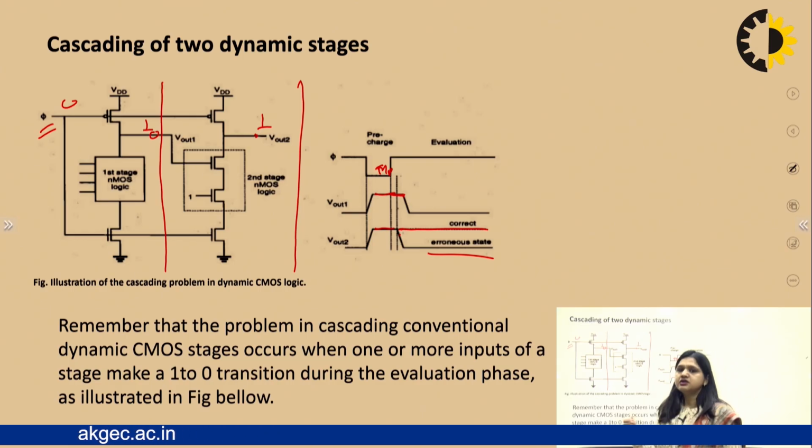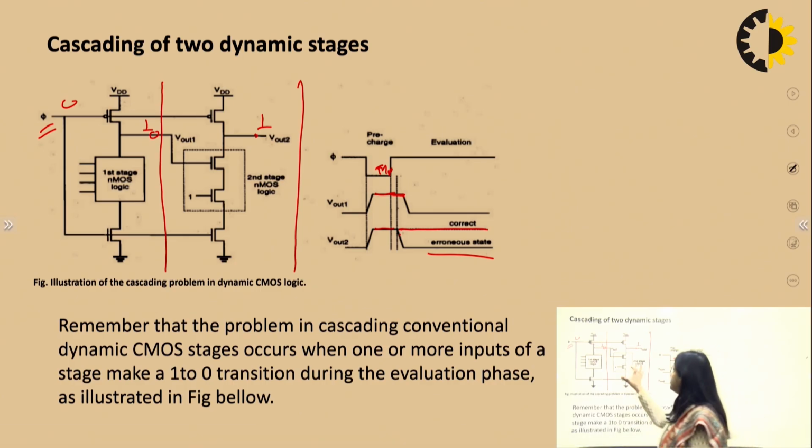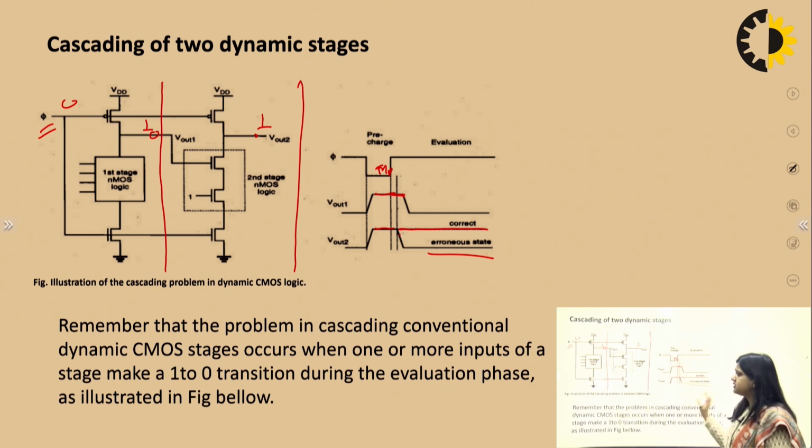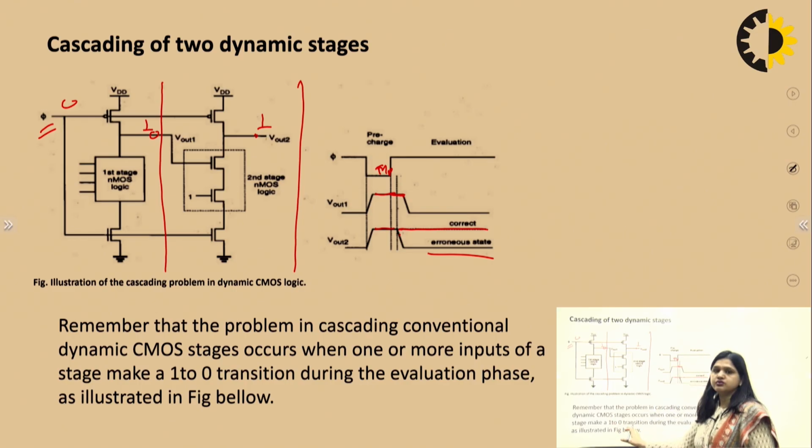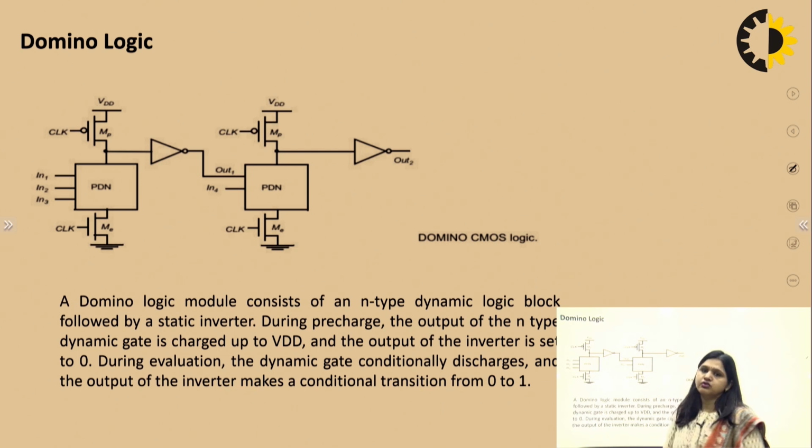There are many other issues, and those issues are due to the charge sharing problem between cascading or multiple adjacent stages. Remember that the problem of cascading conventionally occurs in the dynamic CMOS logic stage when one or two stages are making a transition from 1 to 0. So this is the main issue of this dynamic logic design, and for this cascading problem there is one solution, which is known as domino logic.